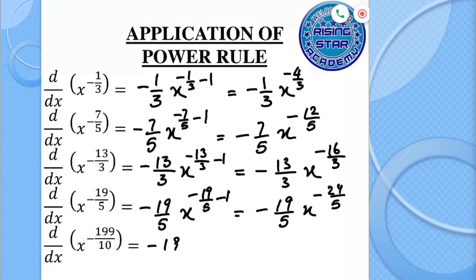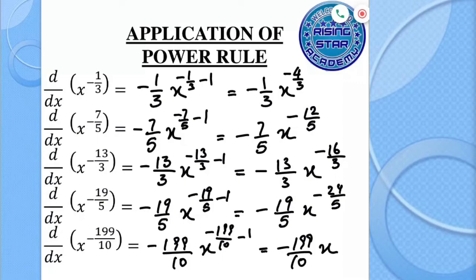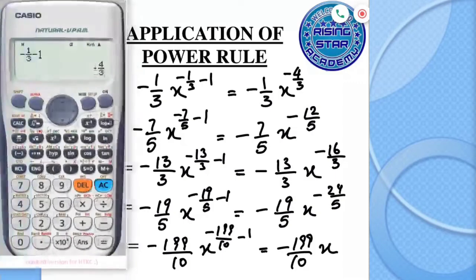Next is minus 199 by 10 x to the power of minus 199 by 10 minus 1. So that would become minus 199 by 10 x to the power of, so we'll use a calculator over there. So now we have minus 199, this is our fraction, over 10, then minus 1. So our answer is minus 209 over 10.